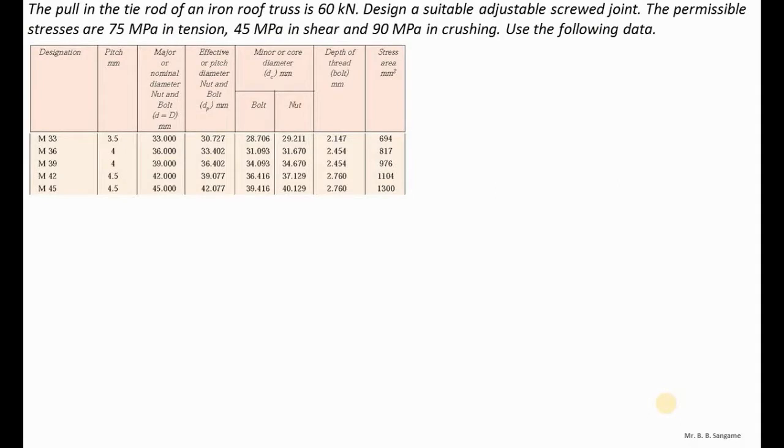So here the pull in the tie rod of an iron roof truss is 60 kilonewton. This is the applied force P. Design a suitable adjustable screw joint, means we have to design a turnbuckle.